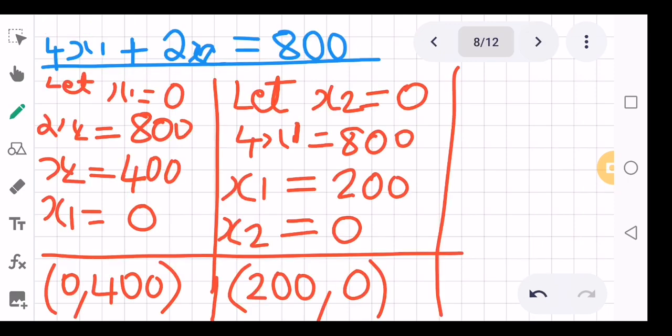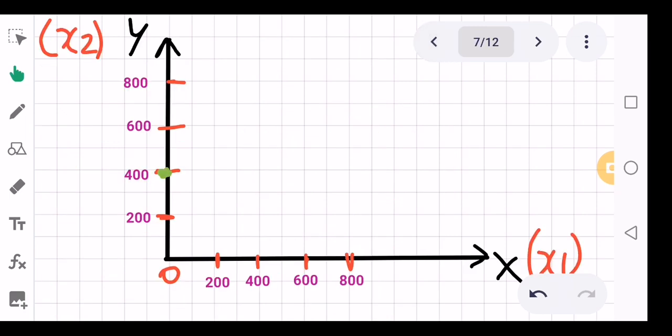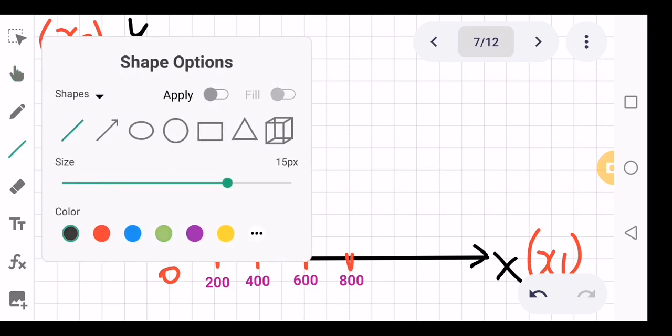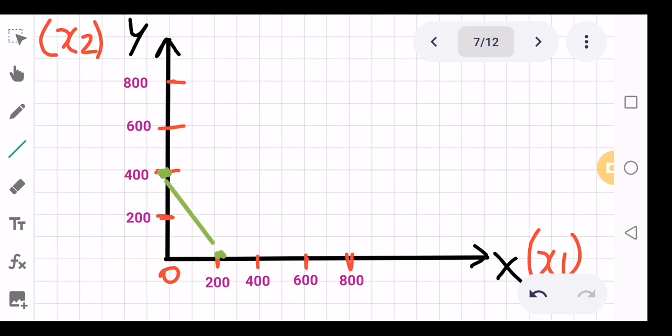Now the next point that we found is 200, 0. This is 200 on the x-axis and 0 on the y-axis. The y-axis 0 is here. So this is your point. So I marked this point and this point. Now we need to join them. Okay, so I joined the points. So this is your first constraint. The green color is the first constraint.